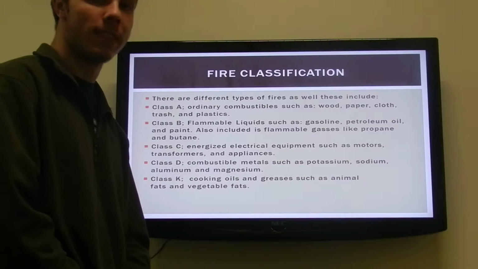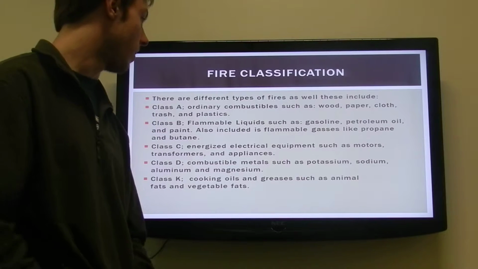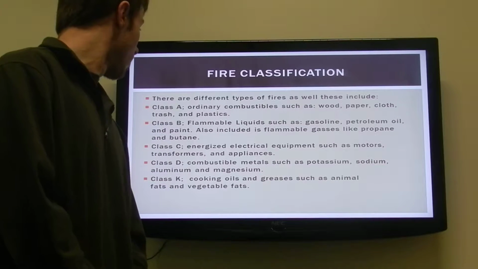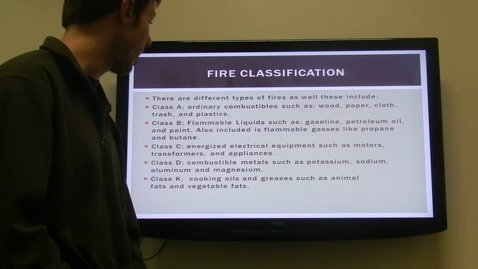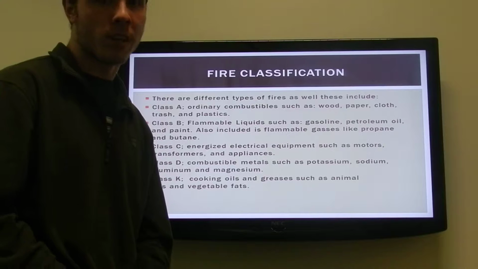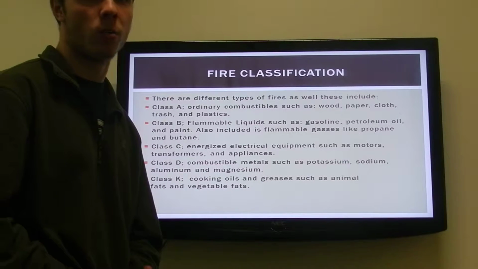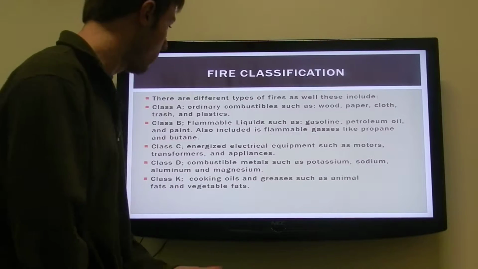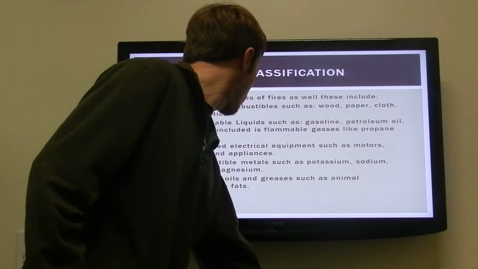Mainly, Class D fires are common in car fires because of the different types of metals inside the car. Class K is cooking oil and grease, such as animal fats and vegetable fats. Basically, this is for any type of kitchen fire over the stove and everything. But those are all the different classifications of fires.